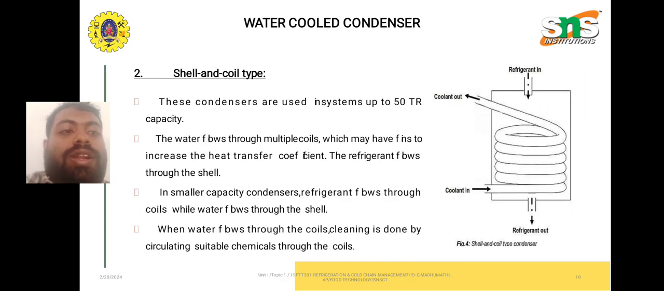Second is the shell and coil type. These condensers are used in systems up to 50 tons capacity. The water flows between multiple coils, which may have fins to increase the heat transfer coefficient. The refrigerant flows through the shell. In smaller capacity condensers, refrigerant flows through coils while water flows through the shell. When water flows through the coils, cleaning is done by circulating suitable chemicals through the coils.